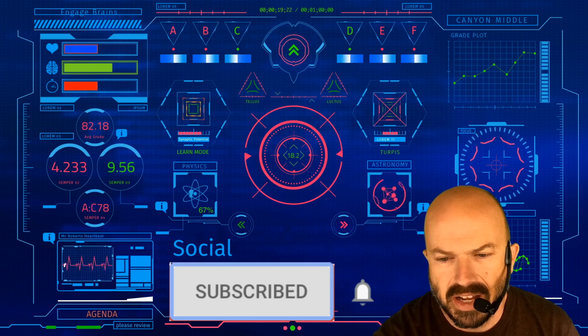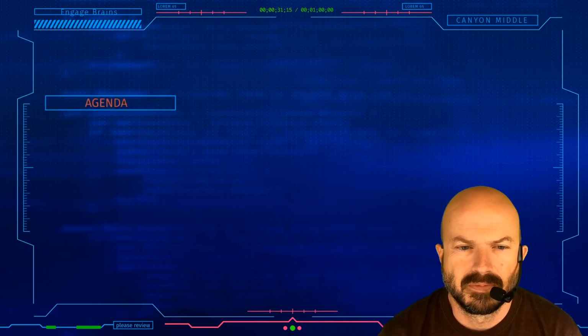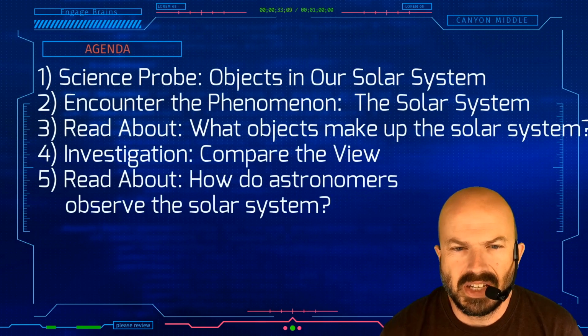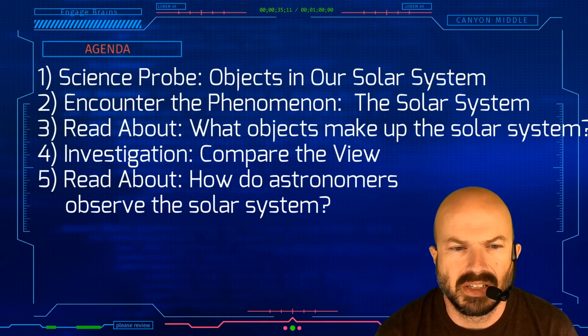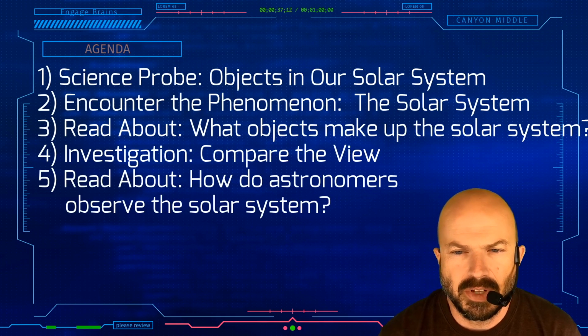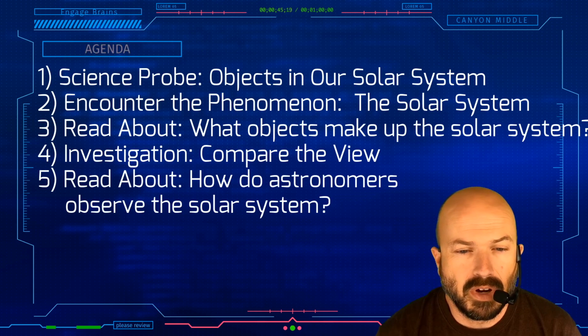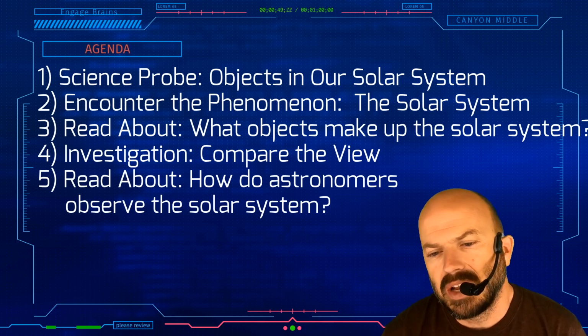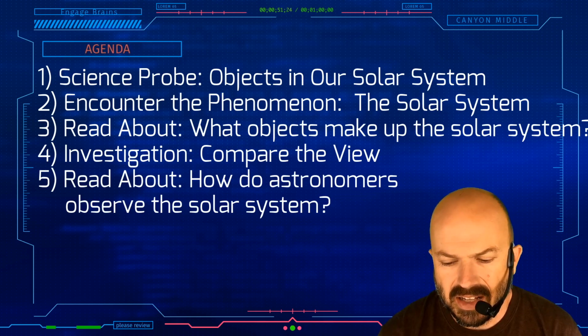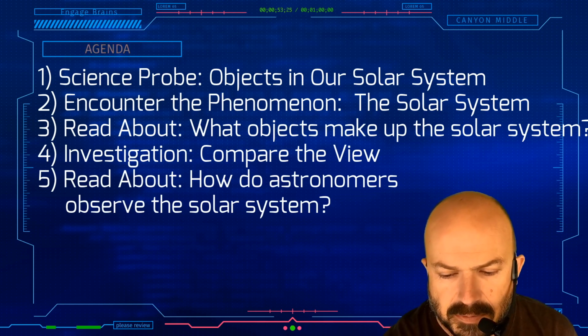Let's see what we're doing today. Okay, we're going to do a science probe about objects in our solar system. We're going to encounter the phenomena of the solar system. We're going to read about what objects make up the solar system. We're going to do an investigation about comparing the view. And then we're going to read about how astronomers observe the solar system. So let's go ahead, get logged into McGraw Hill, and let's get started.